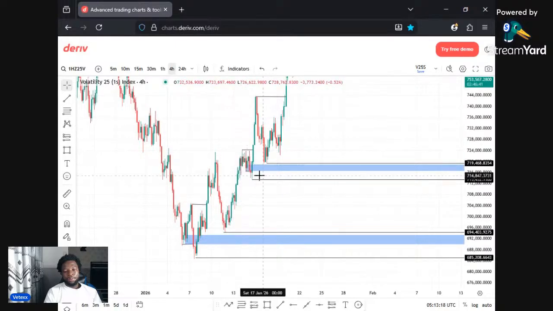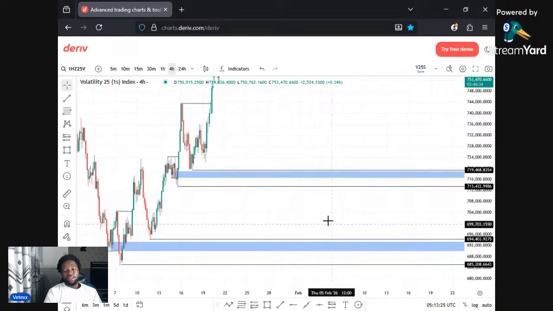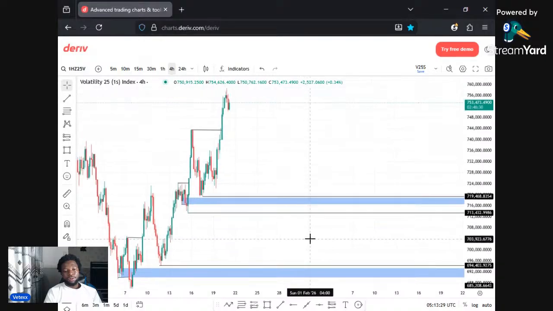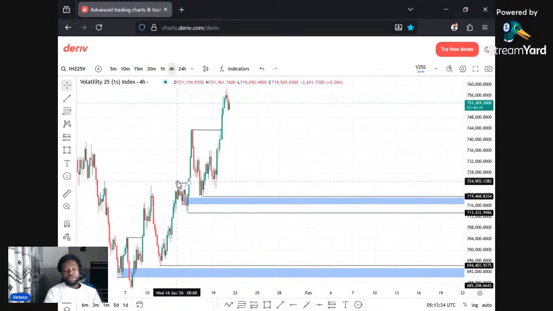Now we're anticipating price to come back into this zone, tap into the point of interest, and give us a 15-minute continuation. Then we can start executing on the trade. But if price doesn't come here, price will likely respect the recent price action, which is this. So price will likely come to this zone.